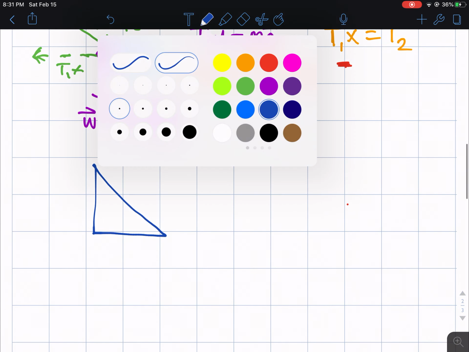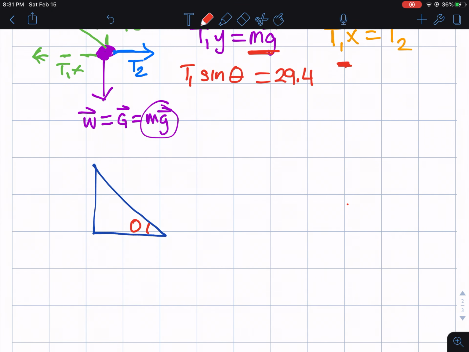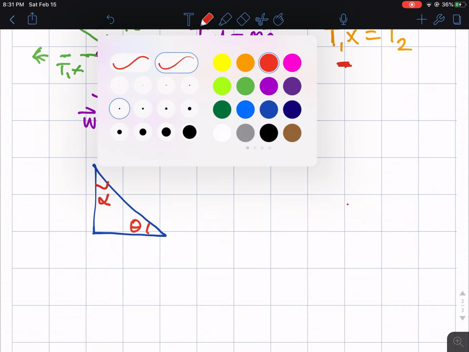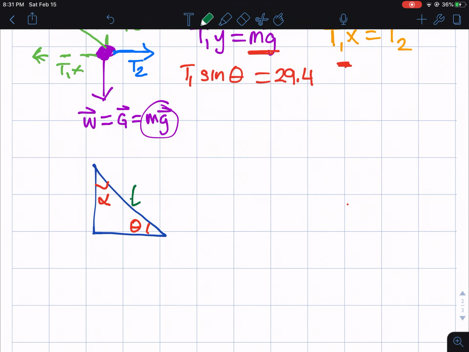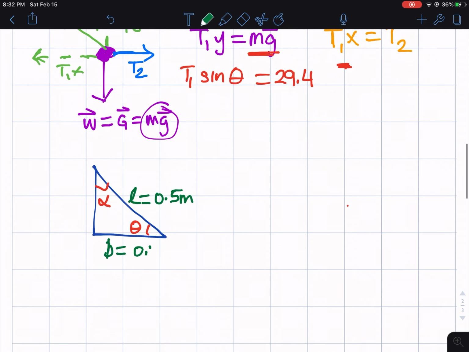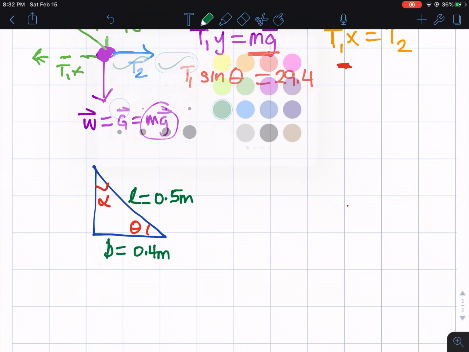Okay, so we have theta, and then we have alpha, and then we're given L, or length. You can use any letter for this, by the way. It's just what was given to us in the problem, 0.5 meters, right? And then we add that B is 0.4 meters, right?